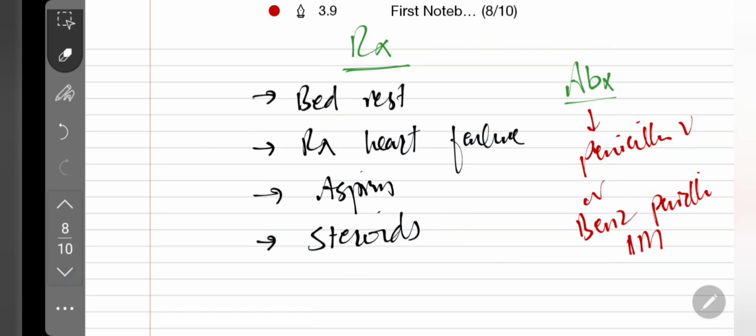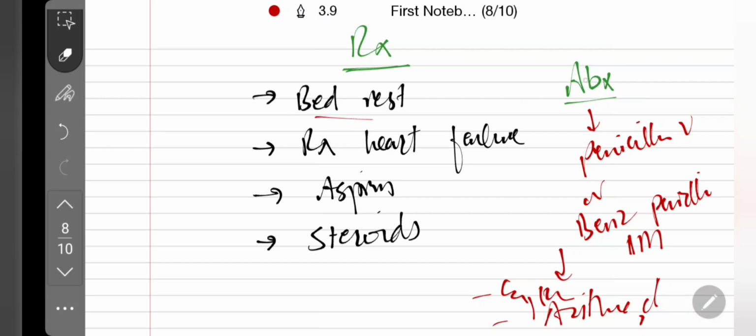Okay, let's speak about the treatment. So the treatment is bed rest, and it's a bacterial thing. So you need to give the patient antibiotics, and that's penicillin V, that is oral, or you can give the benzathine penicillin, that is IM. If someone is allergic to the penicillin, the other choice is erythromycin, or the rest of the macrolides like azithro or clarithro can be given as well.